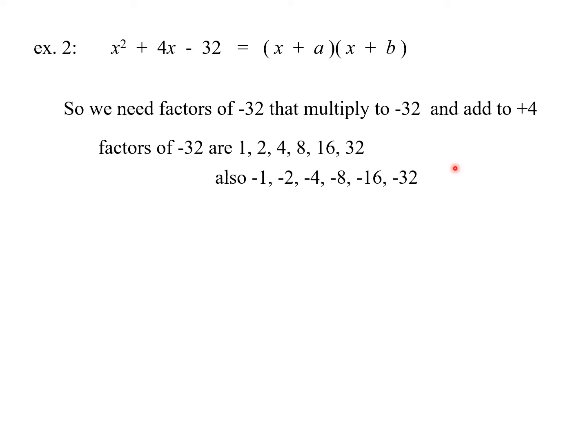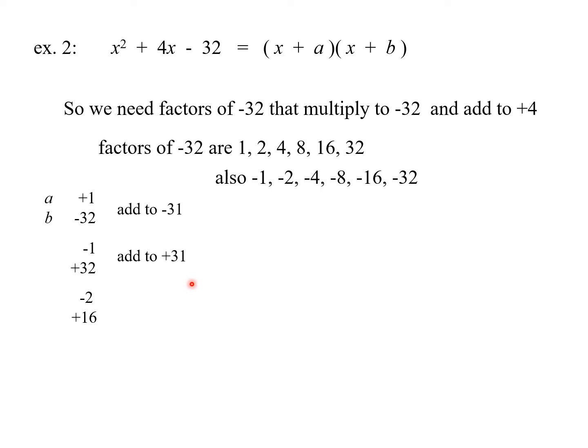And what I'm going to do is pair them up, and those are going to be the a's and the b's. So for example, positive 1 and negative 32. Remember, a times b has to be negative 32. Positive 1 and negative 32 multiply to negative 32, but they add to negative 31. What we need them to do is add to positive 4, so this is not the pair that we want. Nor is this. Negative 1 times 32 multiplies to negative 32, but it adds to positive 31, so that doesn't work either.